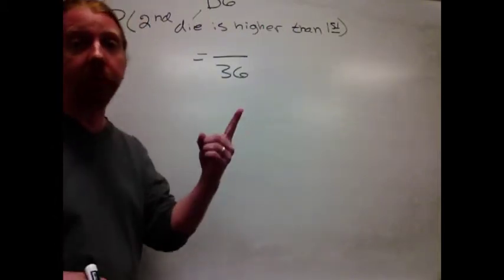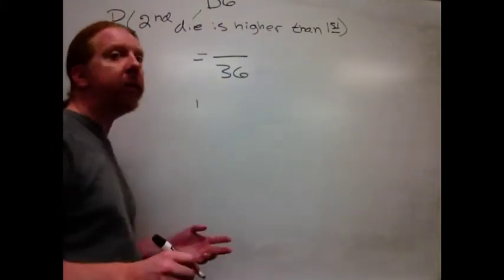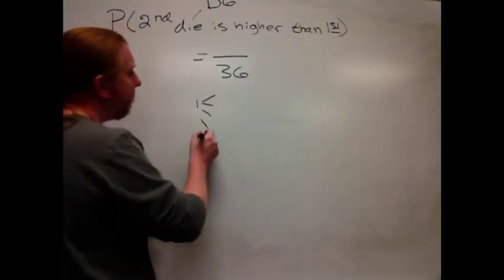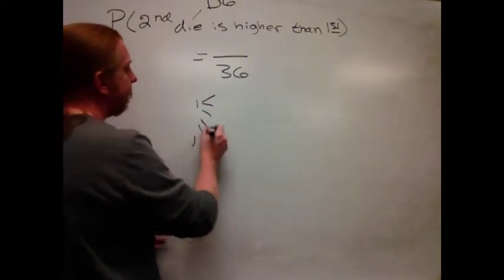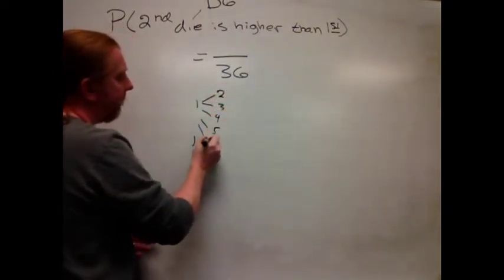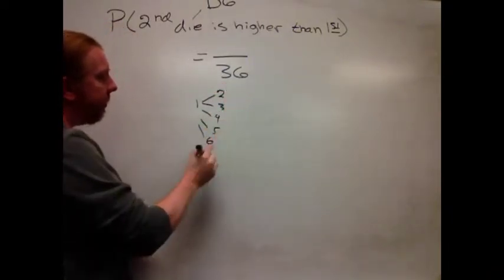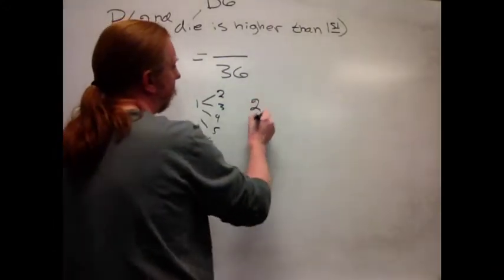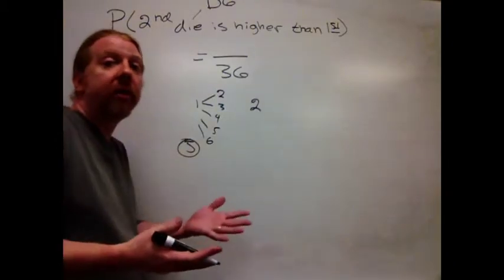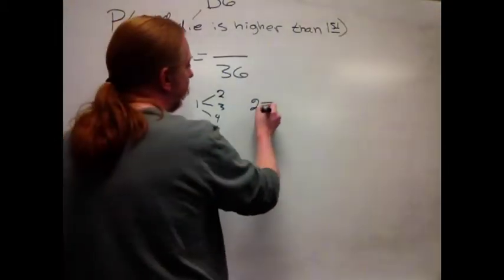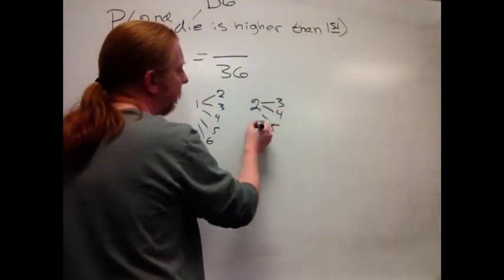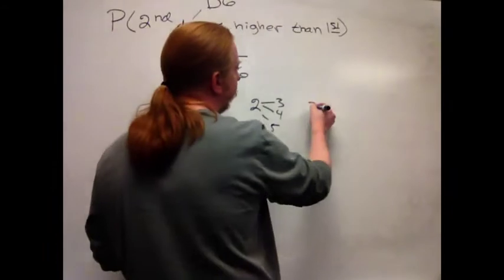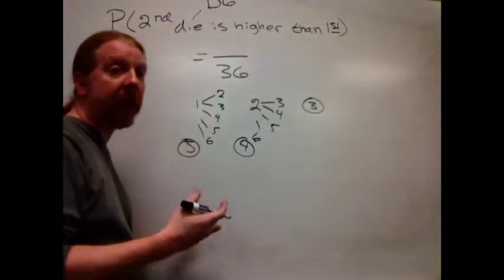So for example, say my first number is a 1. How many different ways after that can I get a number that's higher? Well, pretty much everything except 1 would be, right? 2, 3, 4, 5, or 6. So that represents 5 ways there. Say my first number was 2. How many numbers could I roll on the second die that would qualify as higher? 3, 4, 5, and 6. So there's 4 ways.